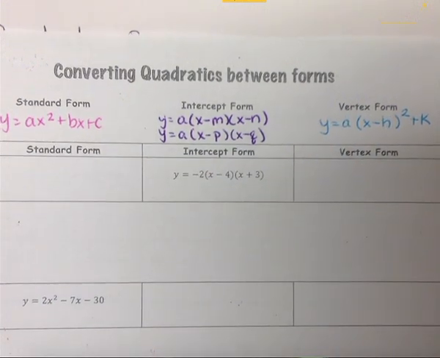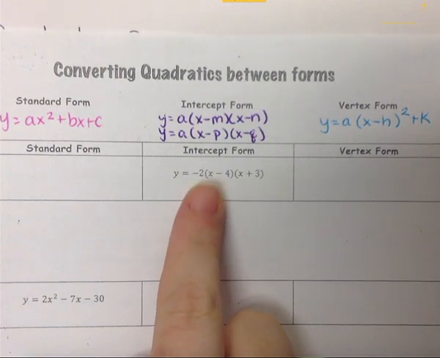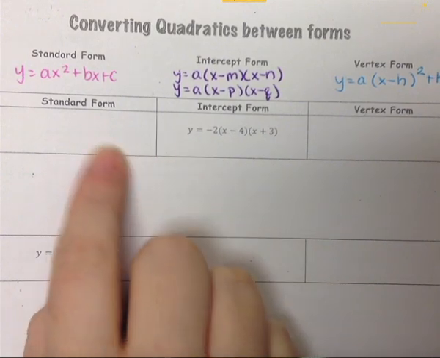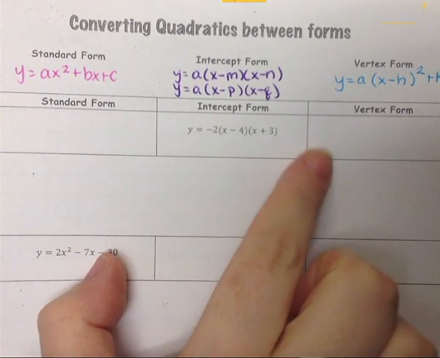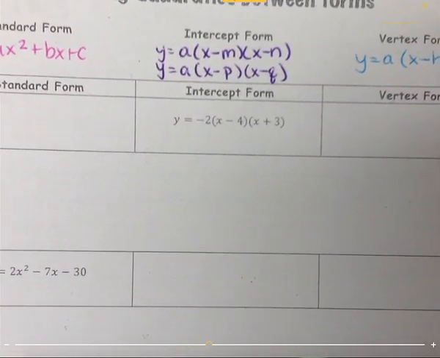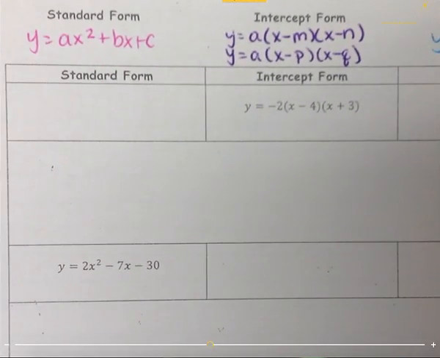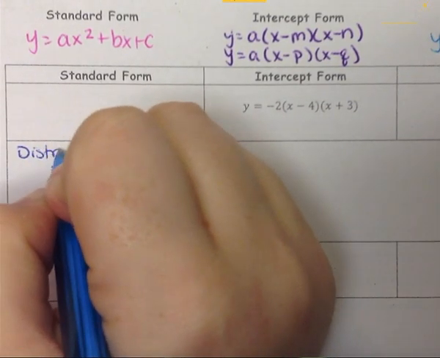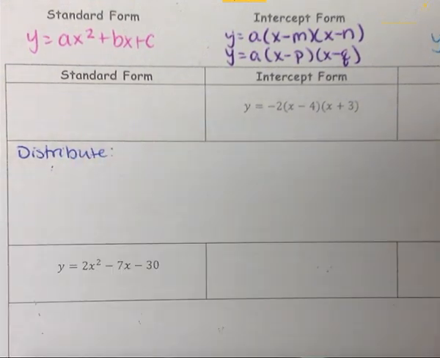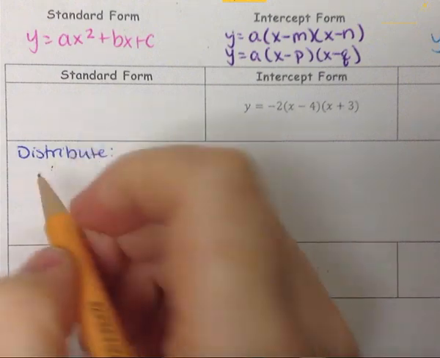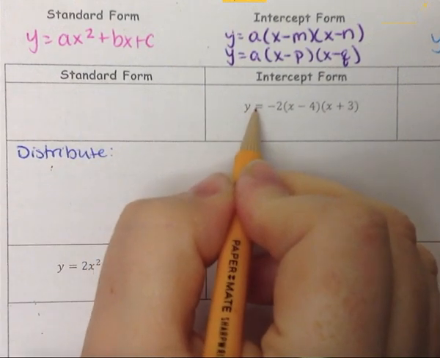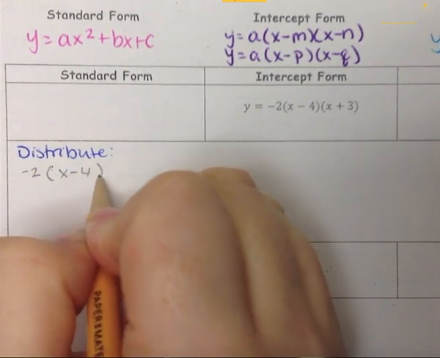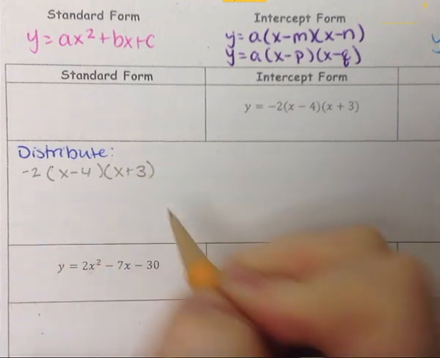We have 4 examples on here, and we're going to be converting them. The first example is already given to you in intercept form. We want to go to standard form, then go from standard form to vertex form. So to go from intercept form to standard form, we want to distribute. I'm going to leave off the y for right now. I'm going to put -2 parentheses x minus 4 parentheses parentheses x plus 3 parentheses.